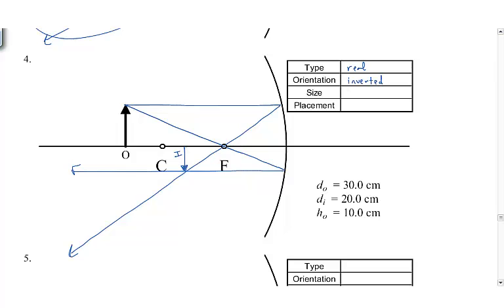And the size, if you measured that height with your ruler, you'd see that the image is smaller than the object. Looking at the variables we're given, let's find out what is the focal length and what is the height of the image.